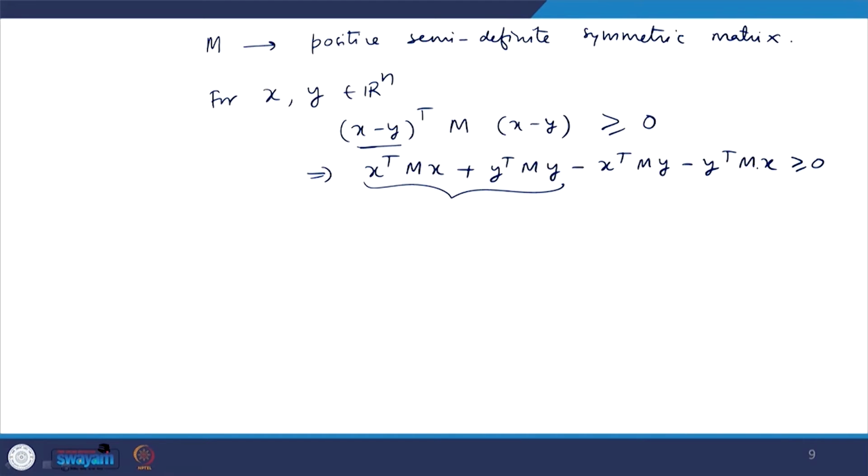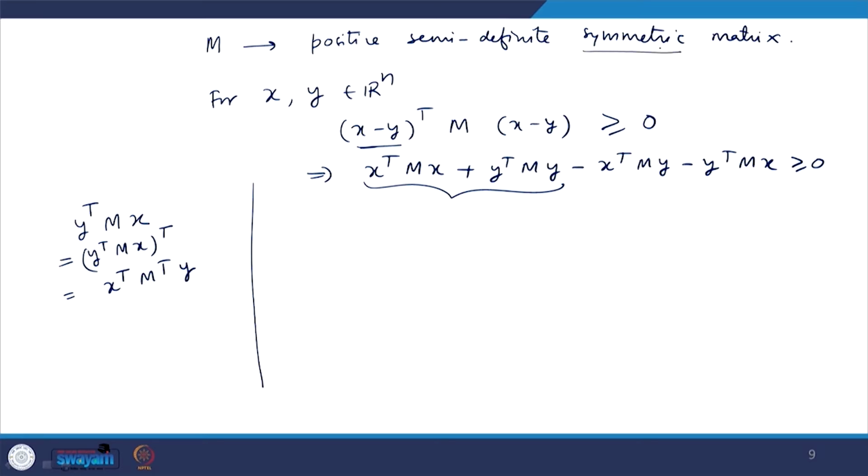So, what is Y transpose Mx? Y transpose Mx is basically a real number, a scalar. It is in R. If it is in R, it will be equal to its transpose. So it is equal to X transpose M transpose Y, and M is a symmetric matrix also. Symmetric means M transpose is equal to M. So, this is equal to X transpose My. So, that means this is equal to this.